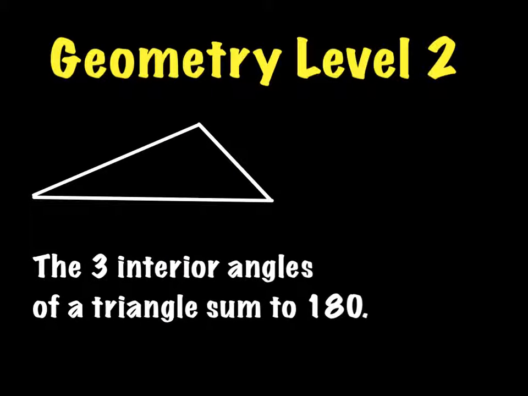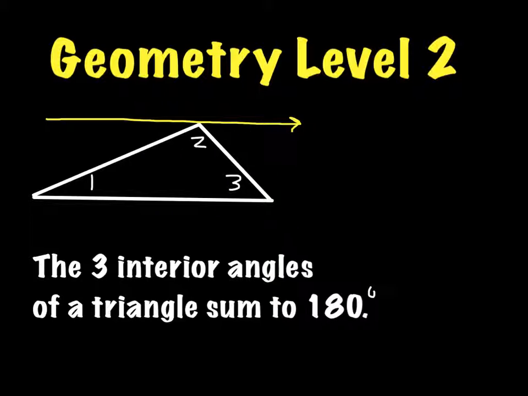This is geometry level 2. A triangle has 3 angles and 3 sides, and it is a guaranteed fact that the 3 angles of a triangle add up to 180 degrees. To prove it, we're going to use something else that makes 180 degrees, which is a straight line.